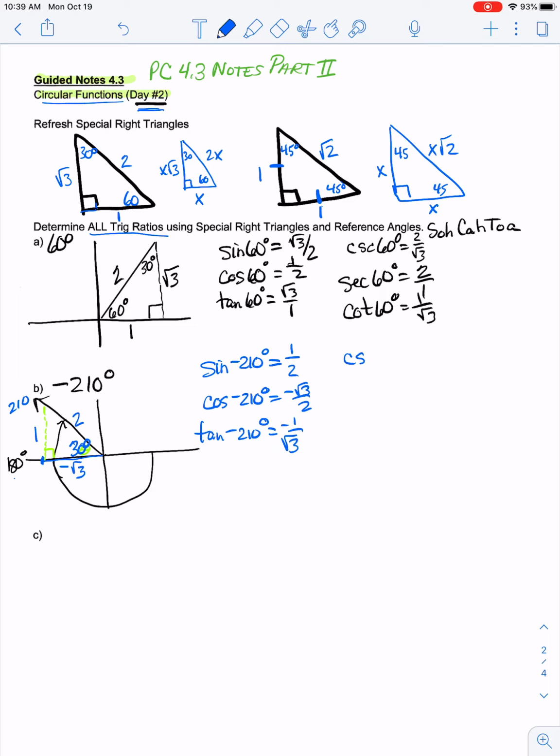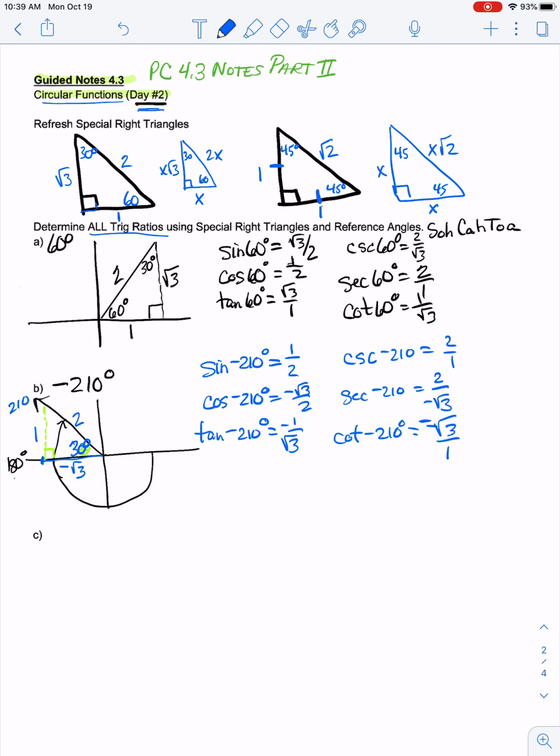All right, cofunctions or reciprocal functions. Cosecant negative 210 is 2 over 1. Secant negative 210, 2 over negative radical 3. And then cotangent negative 210, negative square root of 3. Okay.